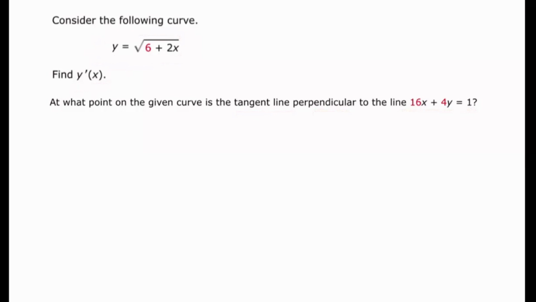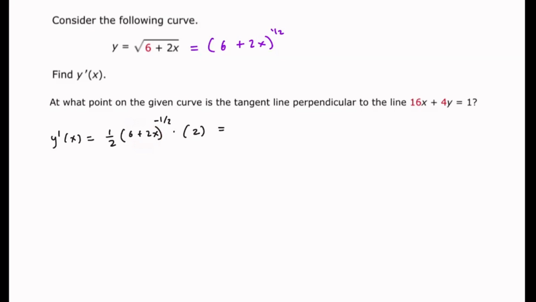So we're going to rewrite the function. If you want, you can write this as 6 plus 2x to the power of 1/2. So now we can use the chain rule to find its derivative. So y prime of x is going to be, so we use the power rule, you bring down the power, keep the inside, so that's 6 plus 2x, subtract 1 from the power, so that's 1/2 minus 1. Put them in common denominators, you get negative 1/2. And then we multiply by the derivative of the inside right here. Derivative of 6 is 0, derivative of 2x is 2.